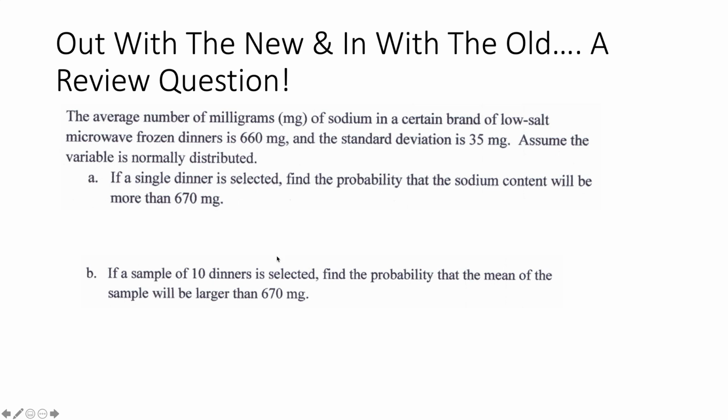Out with the new, in with the old. A review question. The average number of milligrams of sodium in a certain brand of low salt microwave dinners is 660 milligrams. Standard deviation is 35 milligrams. Assume the variable is normally distributed. If a single dinner is selected, find the probability that the sodium content will be more than 670 milligrams. Don't forget, this is out with the new, in with the old. So we're doing some review work here.